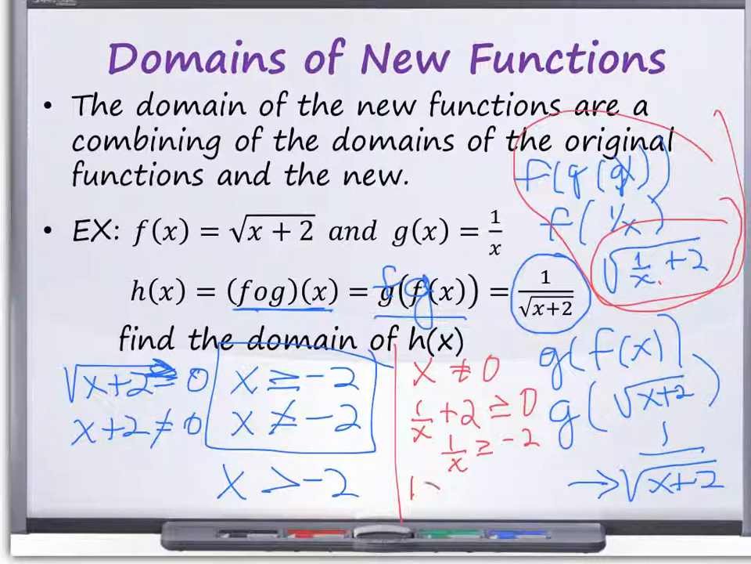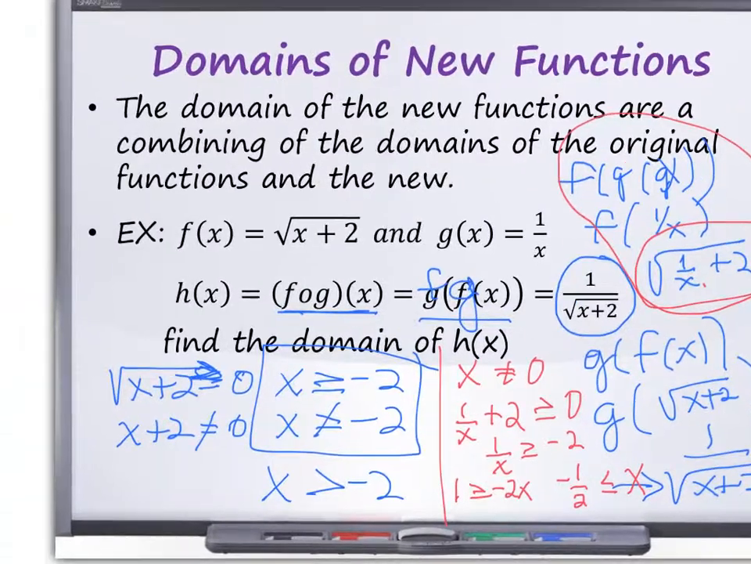So now I have 1 is greater than or equal to negative 2x. Divide both sides by negative 2. When I do that, I flip my sign. So x has to be greater than or equal to negative 1/2. Well, I also had that it couldn't equal 0. So I have a very weird domain for this particular one.